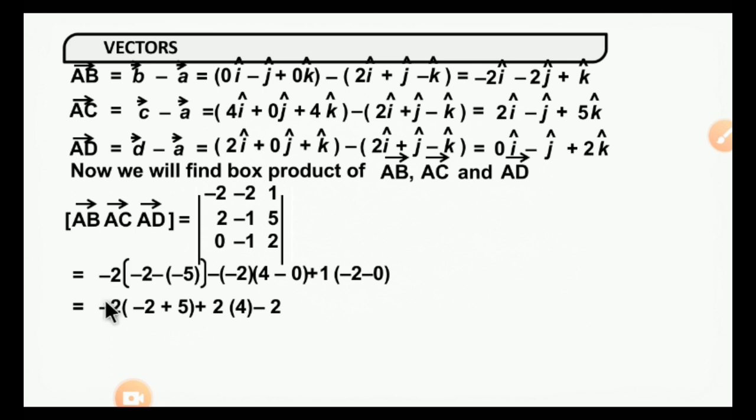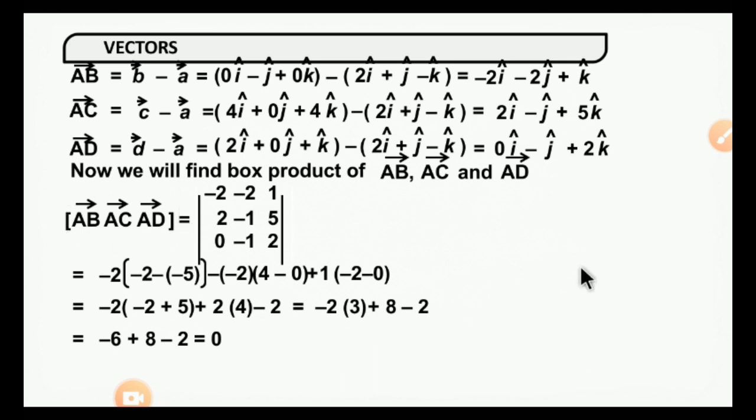So in the next step, minus 2 into the bracket of minus 2 plus 5 plus 2 into the bracket of 4, and it becomes minus 2. Now for the simplification, again here minus 2 into the bracket of minus 2 plus 5 means 3 into minus 2, that is minus 6 plus 8 minus 2. Now we will get minus 6 plus 8 minus 2, that is equal to 0. Therefore here the box product is equal to 0.